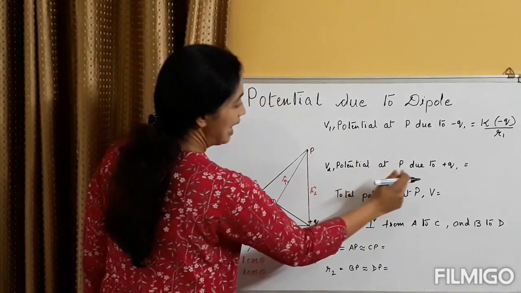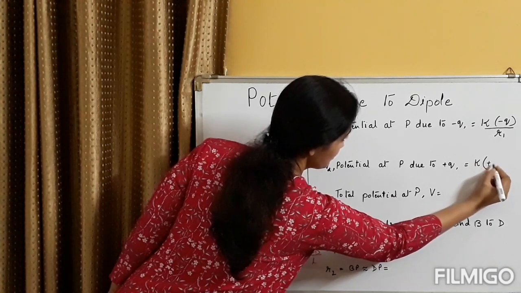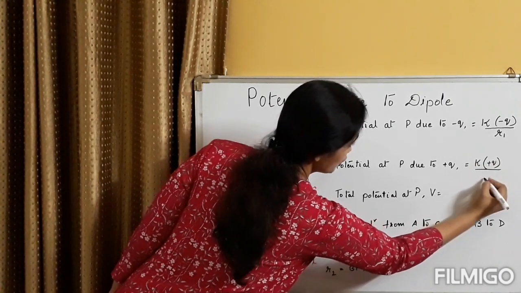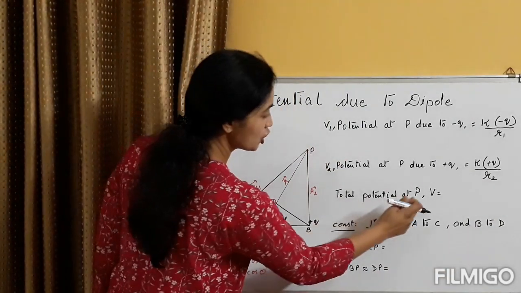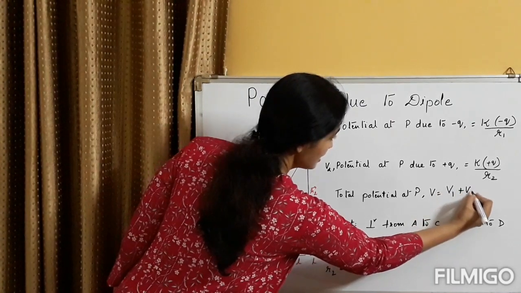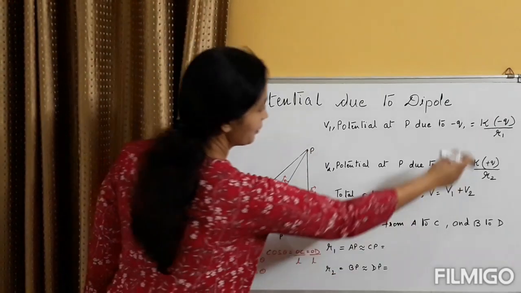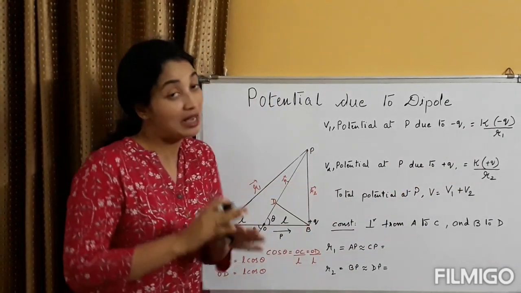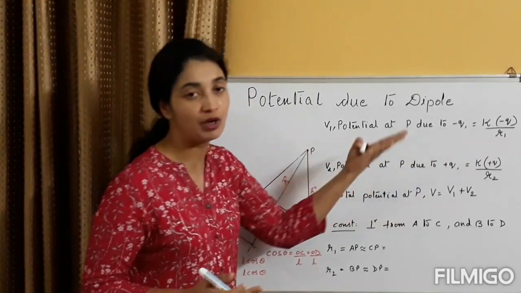Potential V2 at P due to plus q: again this is K, the polarity is plus q, and the distance of the charge from the observation point is R2. Total potential at P, that is V, is nothing but V1 plus V2. Actually we are done with the derivation. We wanted the total potential V and we got it by adding V1 plus V2.